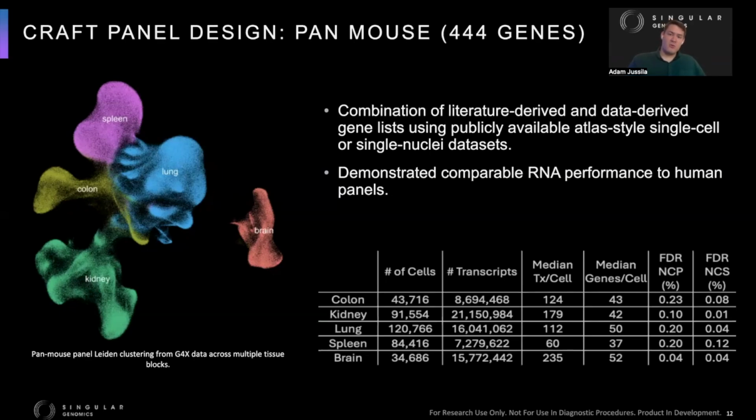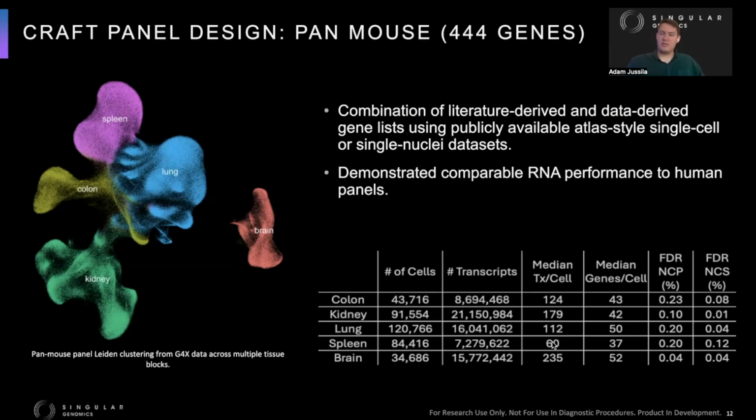We're really excited also that this pan mouse panel, our first ever non-human pre-designed panel, has demonstrated comparable RNA performance to all of our human panels. You see down here another core metrics table across 5 different tissues, which are the 5 tissues that we've designed and targeted for in our pan mouse panel. We have colon, kidney, lung, spleen, and brain. Here we have tens of thousands of cells for each of our tissue blocks, around 10 million transcripts per tissue block, and really impressive median transcripts per cell.